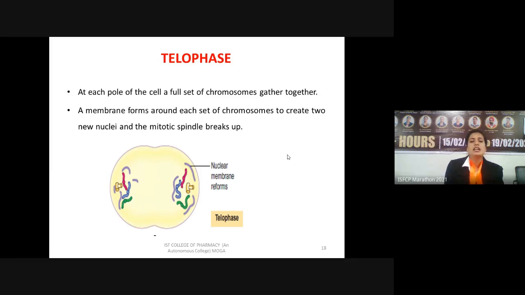Next, the last mitotic phase is known as the telophase. In telophase, at each pole of the cell, a full set of chromosomes gathers together. The membrane which was dissolved during the first phase of mitosis, that was during the prophase, will start developing again. So the nuclear membrane reforms. A membrane forms around each set of chromosomes to create the new nuclei, and the mitotic spindles break up. Here we can say there are no mitotic spindles.